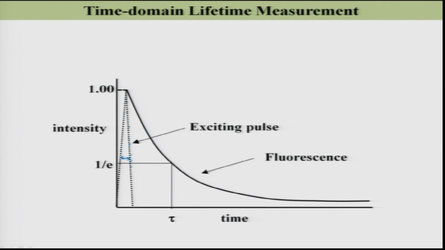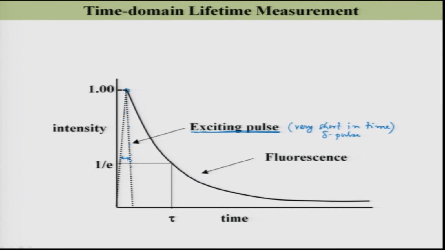So, this is known as the excitation pulse. This excitation pulse is very short in time. Let us consider that this is a delta pulse, that means the width is 0. Now, after excitation, this emission intensity, let us consider 1, it may be 1000, maybe 1 lakh, maybe 1 crore, but I can always normalize it to 1.